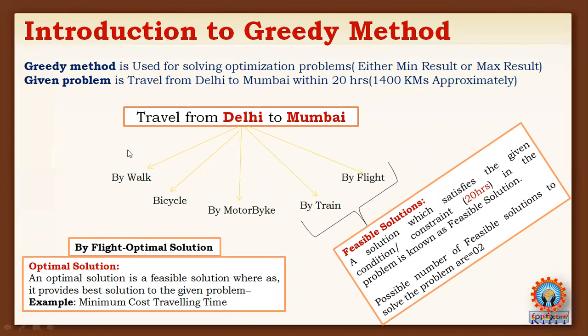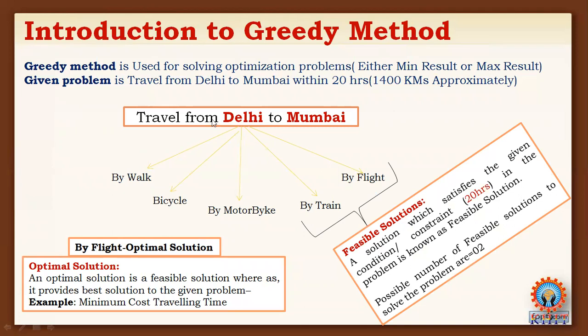But here, you need to select the feasible choice. Which one is the feasible choice? Identifying the feasible choice is the important thing. So consider these as solutions. When you move from Delhi to Mumbai by walk, this is one solution. You will get another solution by bicycle. You may get one more solution by motorbike. You get the next solution by train. You get another solution by flight. So five different solutions can be generated.